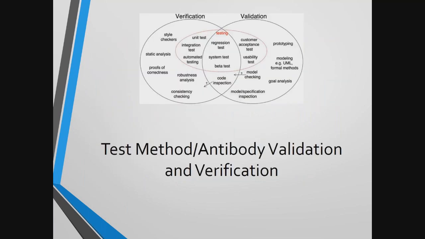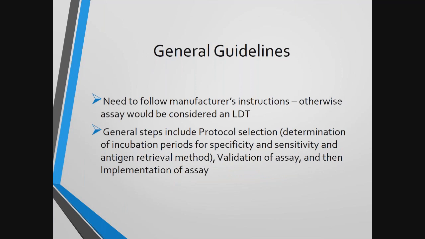Probably one of the most important elements of an IHC quality program is the process for validating and verifying the performance of your test methods and antibodies. This is the next topic we're going to discuss. Just like any other test, when you start your implementation, you must make sure that you have read the manufacturer's instructions very carefully. These instructions must be followed in order to retain the status of the assay the way it was intended by the manufacturer.